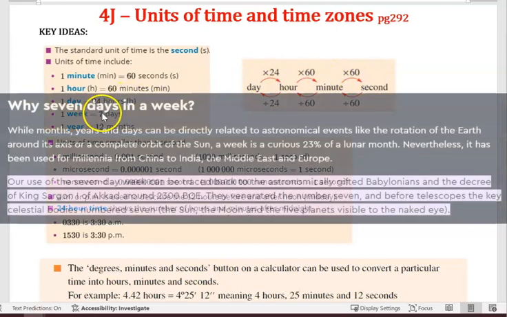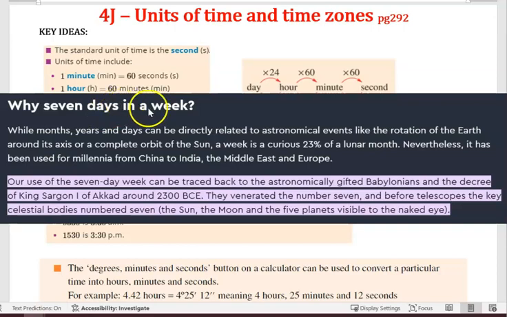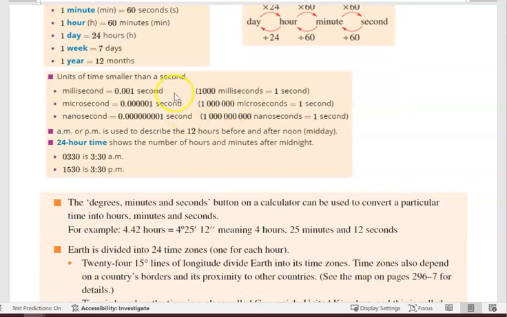And the only exception here is 1 week is 7 days. I can't explain that. If you can, I'd love to know. Once we get into more modern times, though, we're going to that base 10 again.